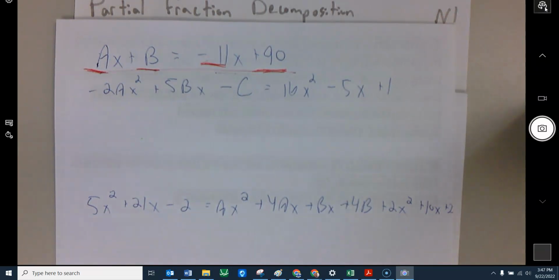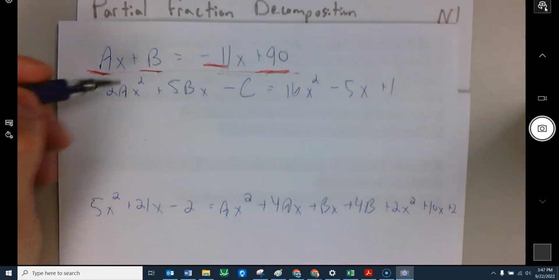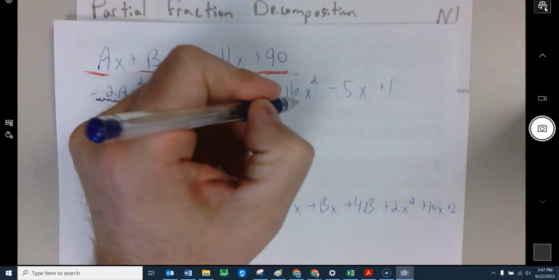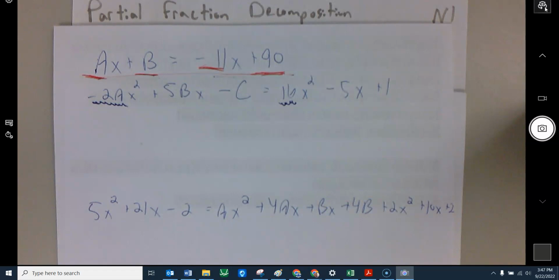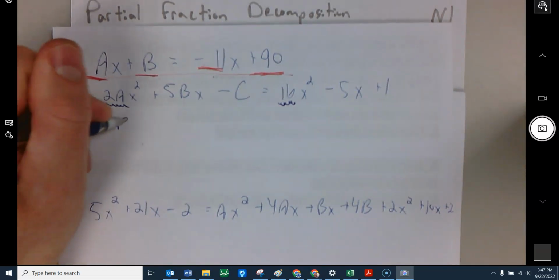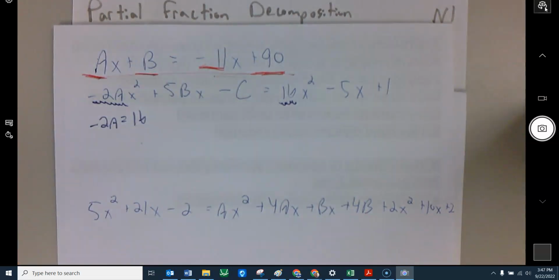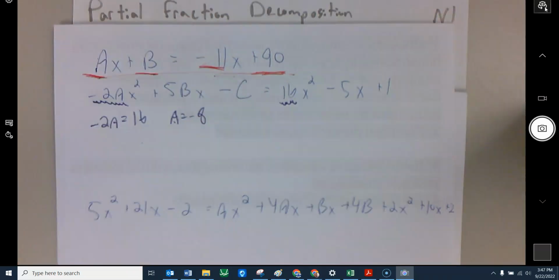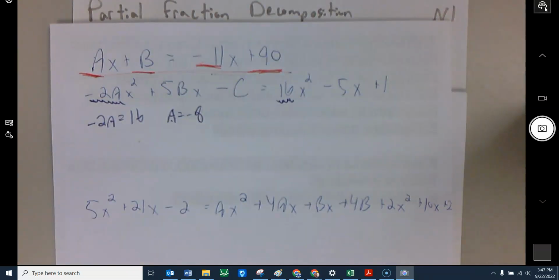Okay, so the quadratic coefficient, that's the coefficient in front of my x squared, has to be the same as whatever's in front of my x squared, my coefficient on the other side. So we get a little equation this time. We can say -2a equals 16. Oh, if that's true, then a equals -8. Hopefully some of you guys got that, okay? Continuing down the line there.